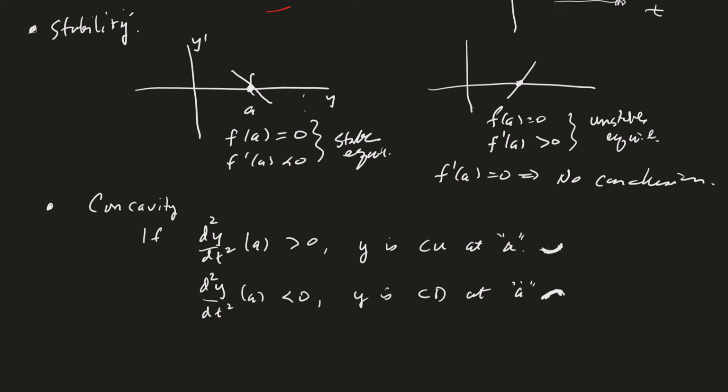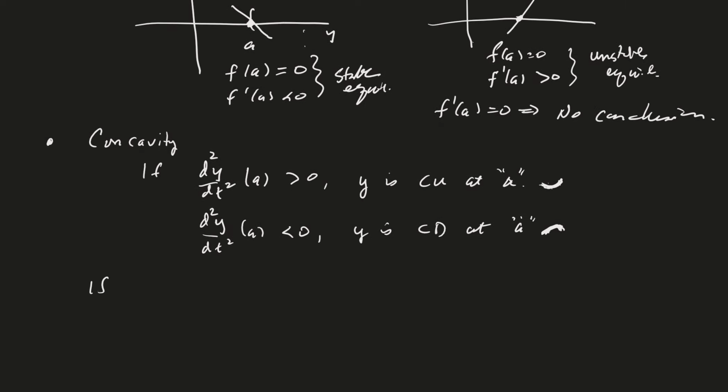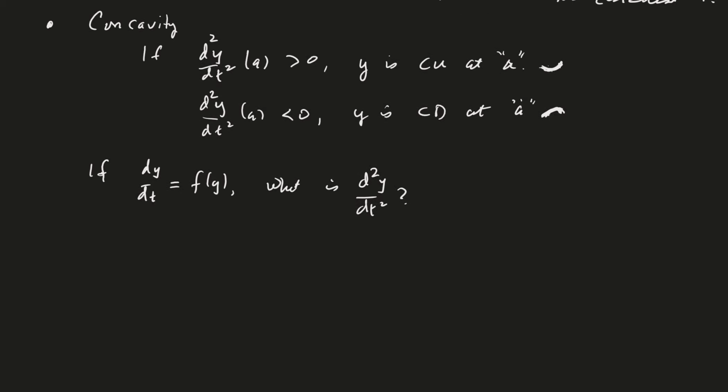Okay, so now if we have dy over dt is f of y, this is the tricky bit. What is the second derivative of y with respect to t? It's tricky because the left hand side of the equation is the derivative with respect to t, so the second derivative would just be another derivative with respect to t, right? So that's just the normal second derivative. What's tricky is on the right.